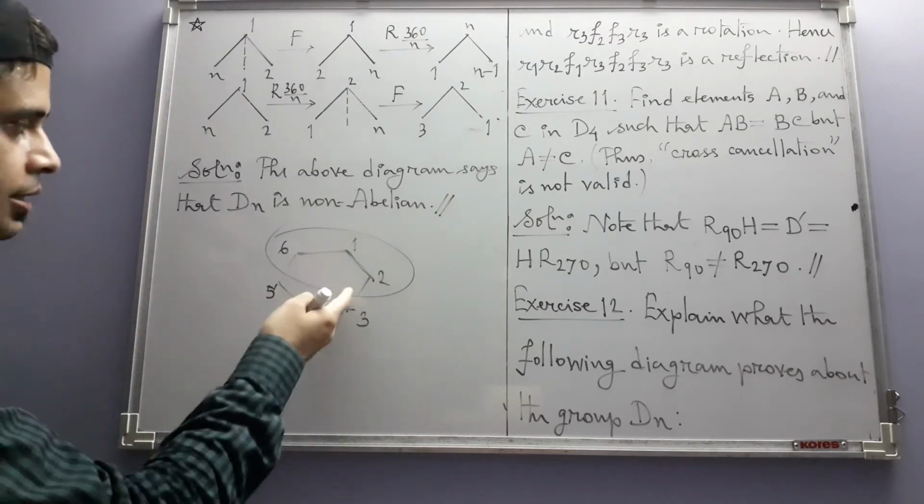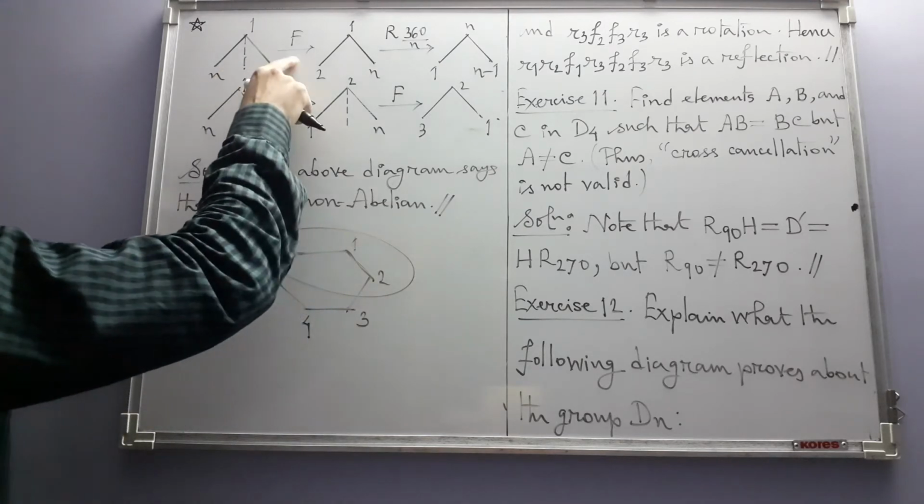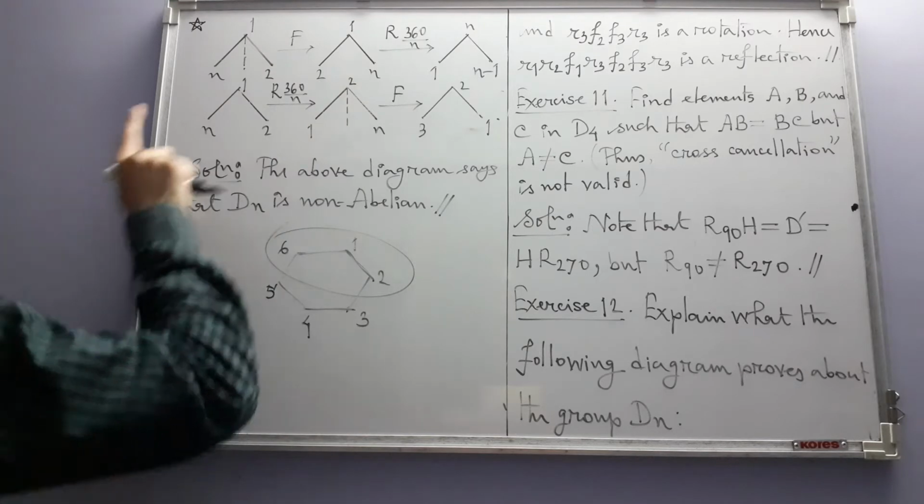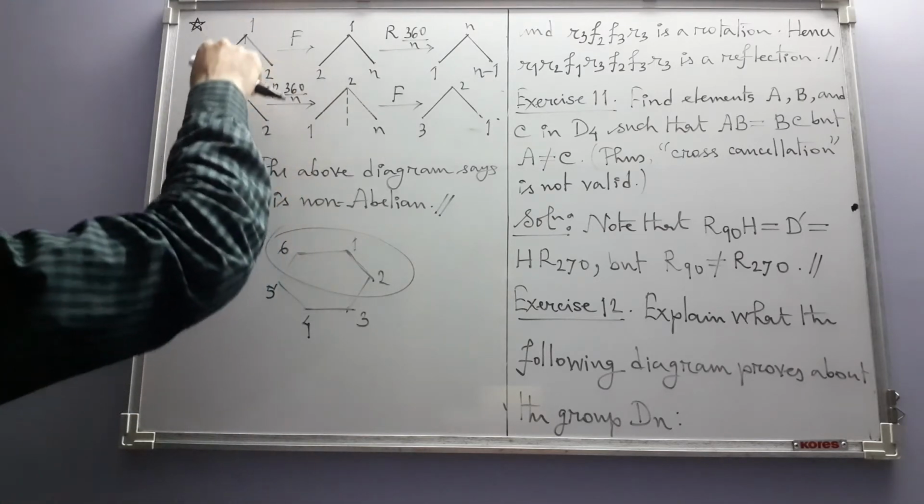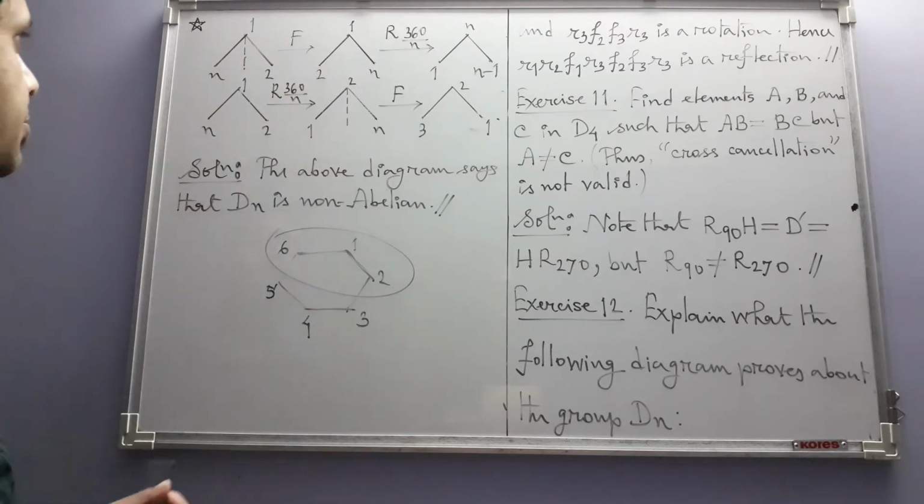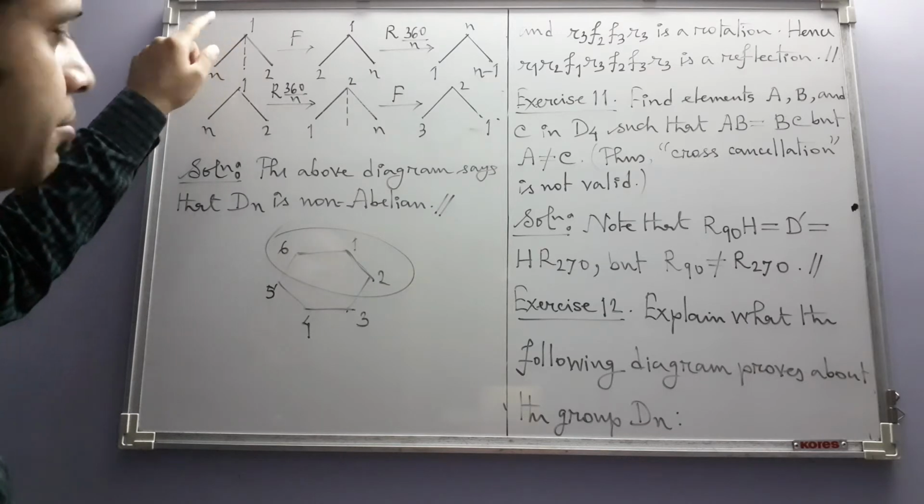If you are considering this, then you are considering D6. So what f does is that f flips the figure about this axis, which is bisecting this angle.